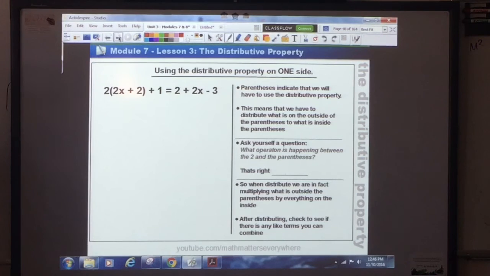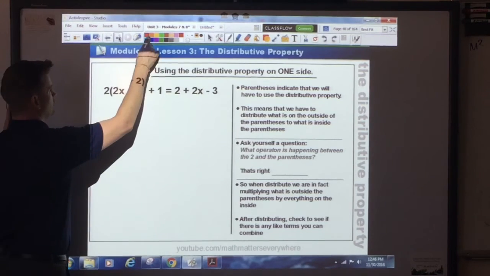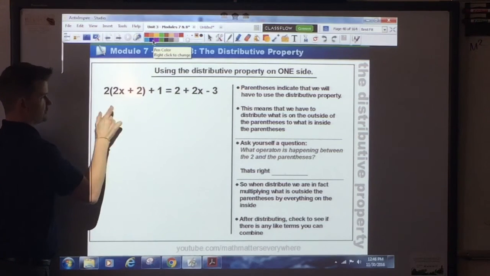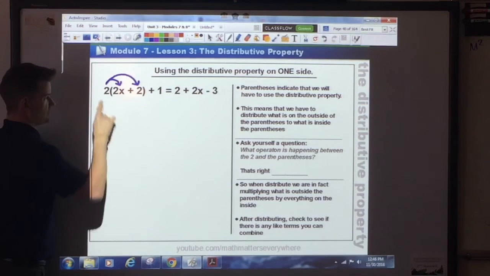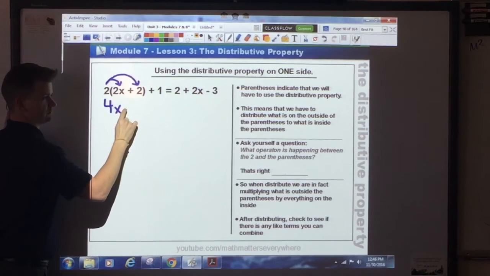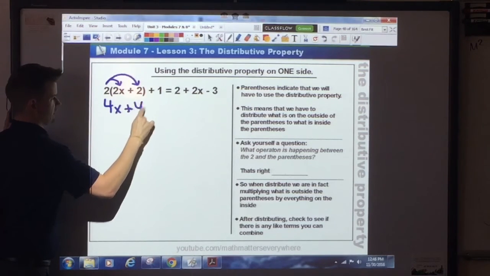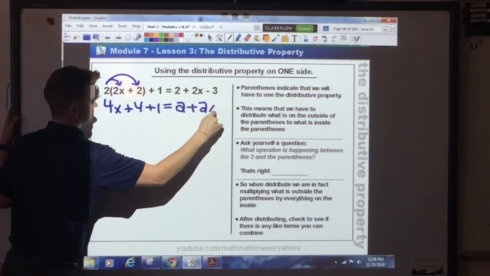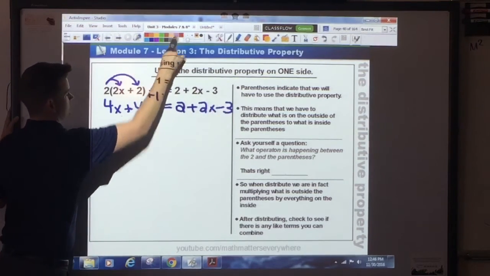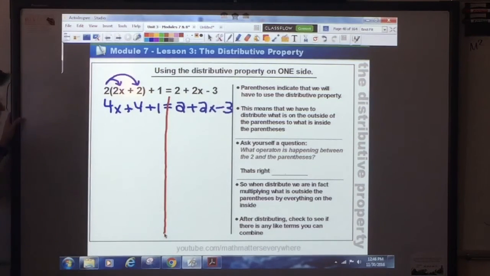Let's go to Camila. We're going to distribute here. We always have to distribute first. So I'm going to distribute the 2 to the 2x and the 2 to the 2. What's 2 times 2x? 4x. What's 2 times 2? 4. Bring down the 1. Bring everything else down. And then you need to go through and be very careful and realize that there's things on both sides that you can combine.